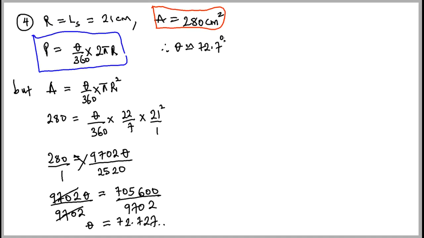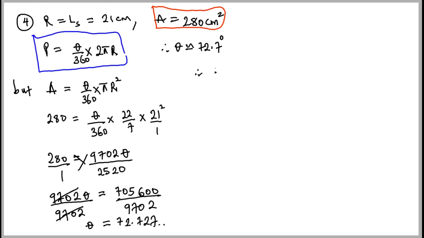72.7 degrees. Yes. So now we can proceed to find the perimeter. Finding the perimeter, this blue highlight here was a problem because there was no theta, but we could get theta from the information given to us, that is the area of the sector, which I've gotten to be 72.7. Now let's proceed.